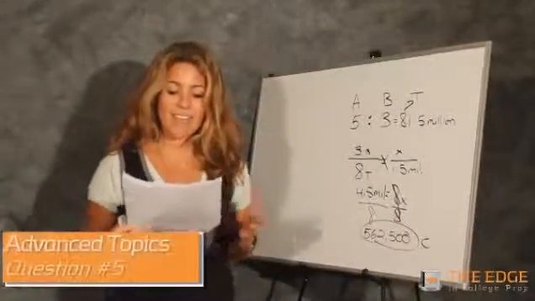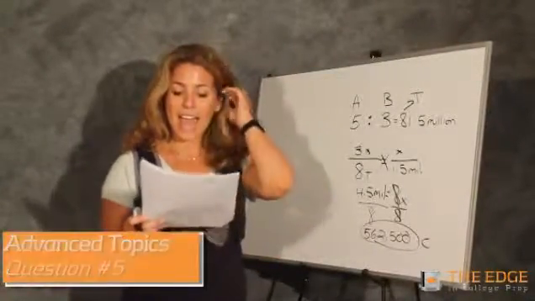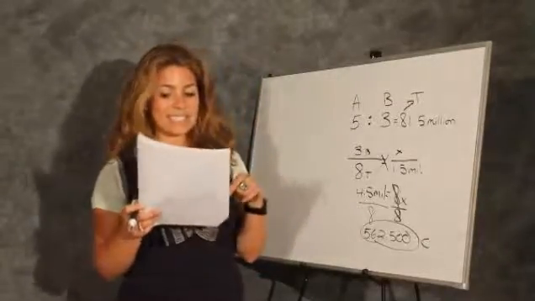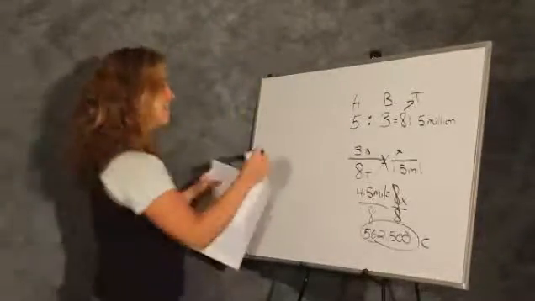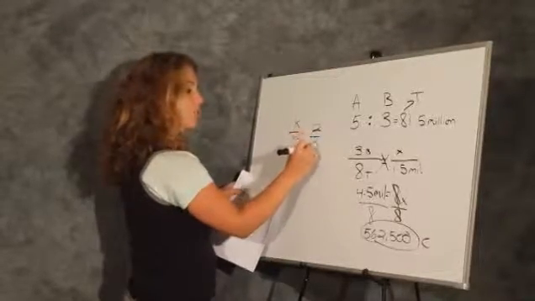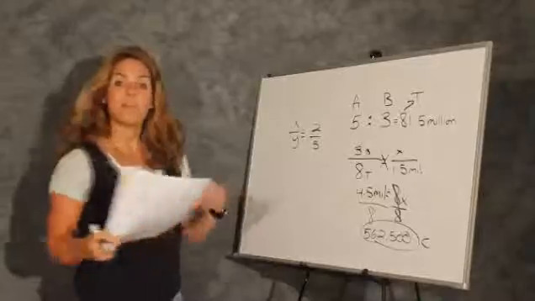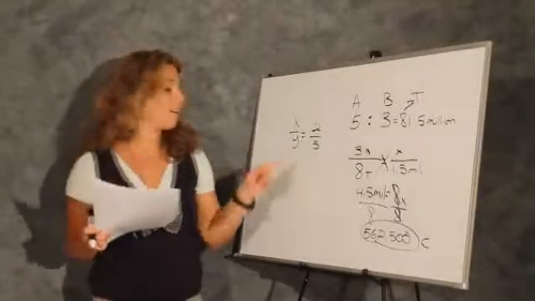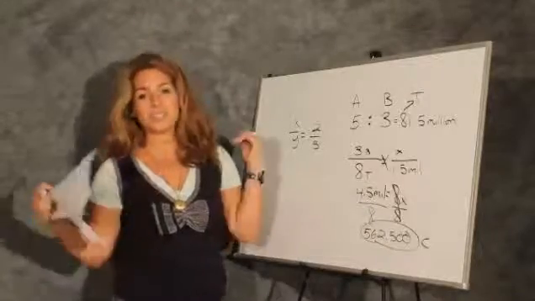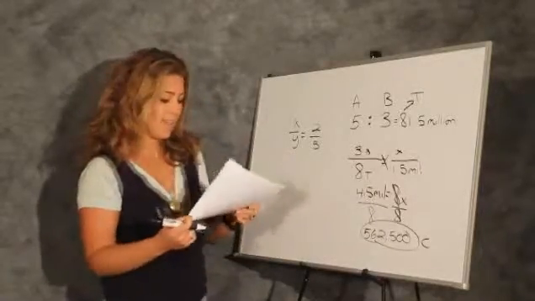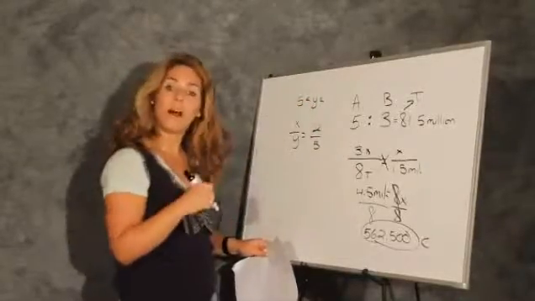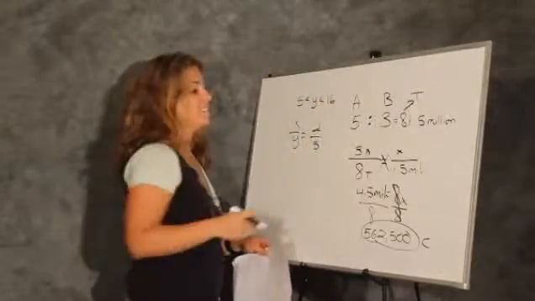Number 5, if x and y are integers and 5 is less than y and y is less than 16, and they tell us that x over y equals 2 over 5, how many possible values are there for x? So this is a fun question because we get to cross multiply. Yay! So we get 5 is less than y, and y is less than 16.